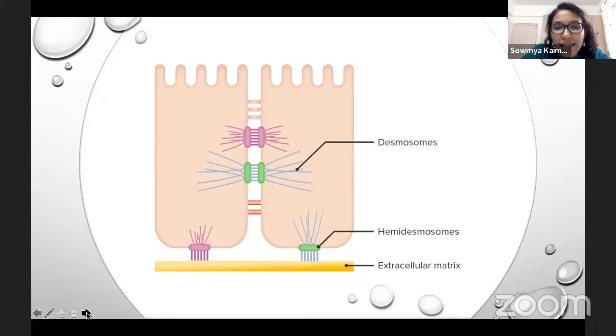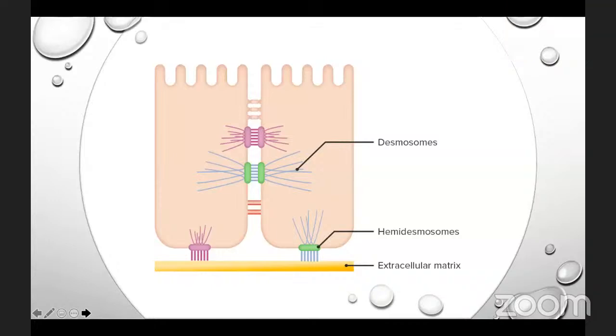So desmogleins are basically components of a structure known as desmosomes. Desmosomes basically link individual keratinocytes to each other. There is also a structure known as hemidesmosomes, and hemidesmosomes link the entire epidermal cell layer to the basement membrane zone. So one is responsible for intercellular attachments and the other is responsible for dermoepidermal attachments.